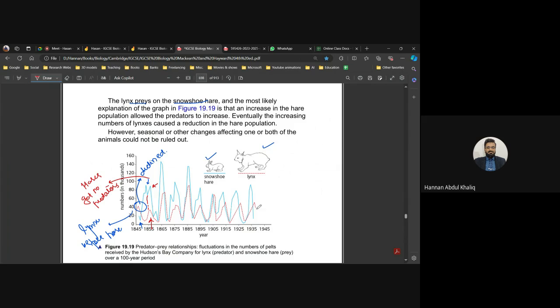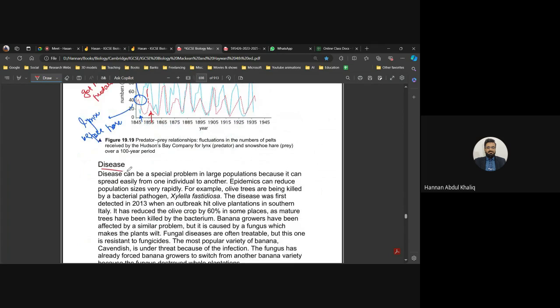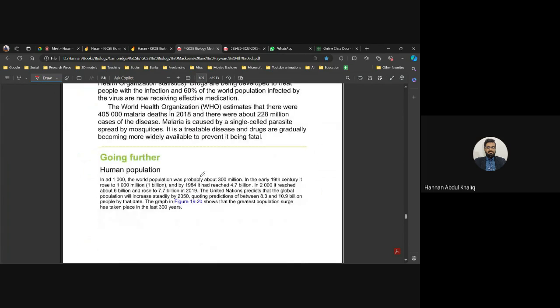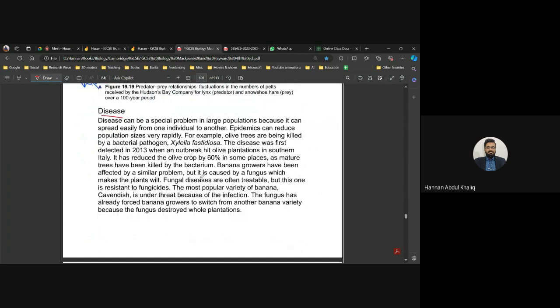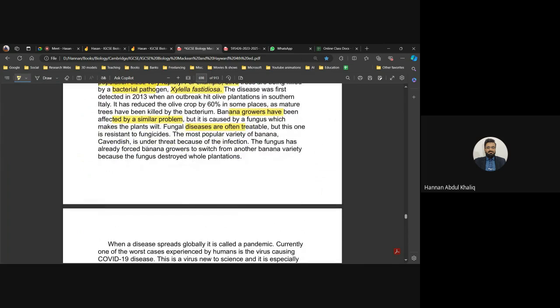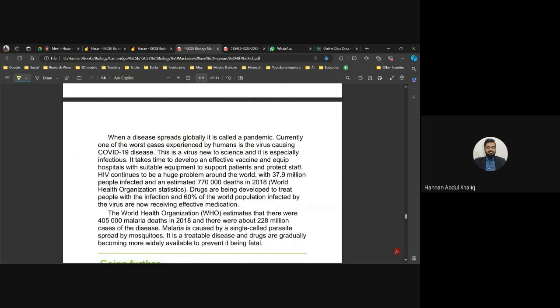You can see it's almost a similar pattern. Now, disease is one of the biggest factors that can increase or decrease a population. If the disease is there, it can decrease the population. Epidemics can reduce population sizes very rapidly. Olive trees are being killed by the bacterial pathogen Xylella fastidiosa. Banana growers have been affected by a similar problem. Fungal diseases are there. The most popular variety of banana, the Cavendish, is under threat because of an infection. Then the humans are there.